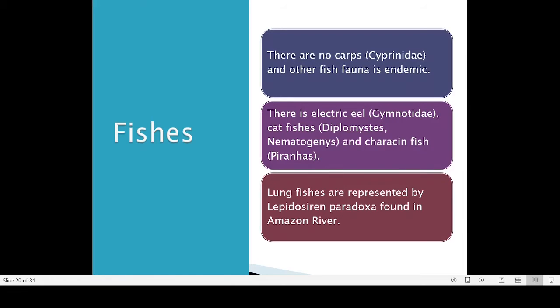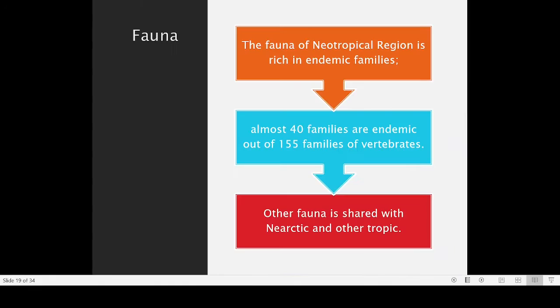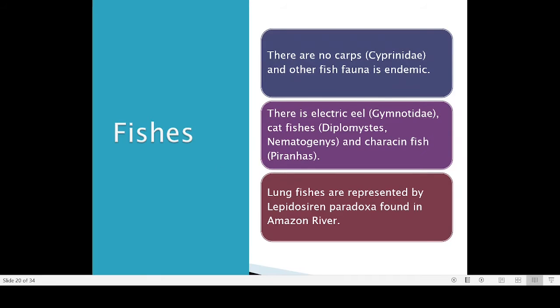Earlier we saw that out of the 155 families, 40 families are endemic. That shows that is the case. So in the case of fishes also, many species are endemic to this area. And there is the electric eel. Do you know what the features of an electric eel are?